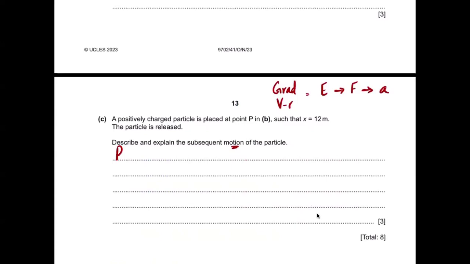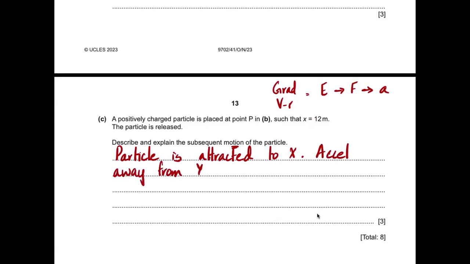So I'll say that the particle is attracted towards X and it accelerates away from Y towards X with increasing acceleration. Does this make sense?